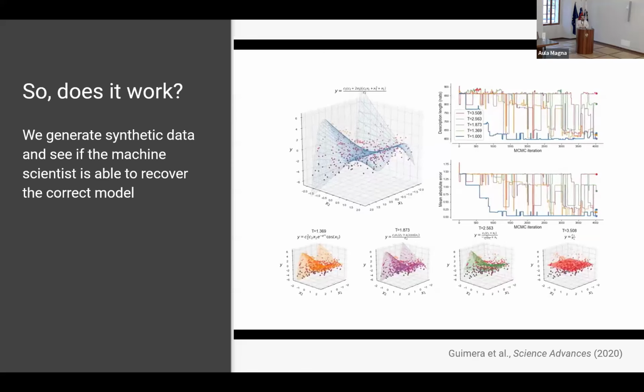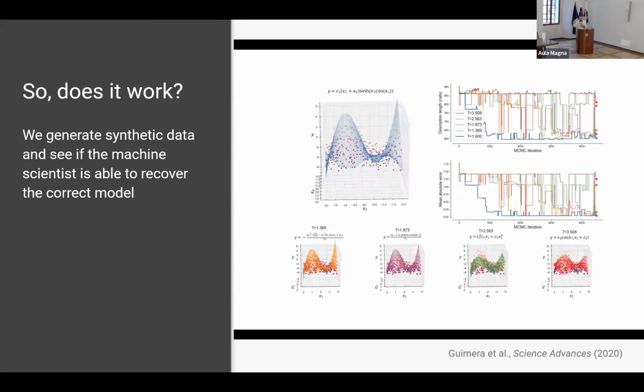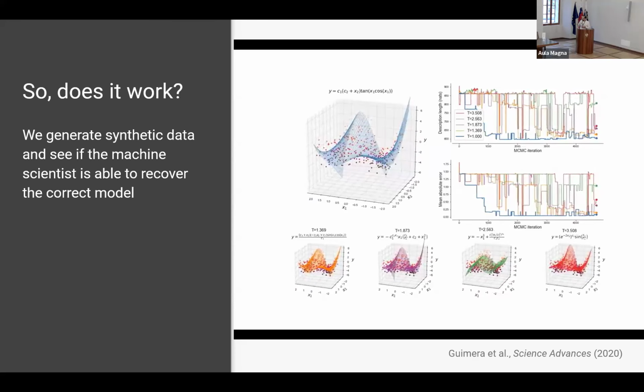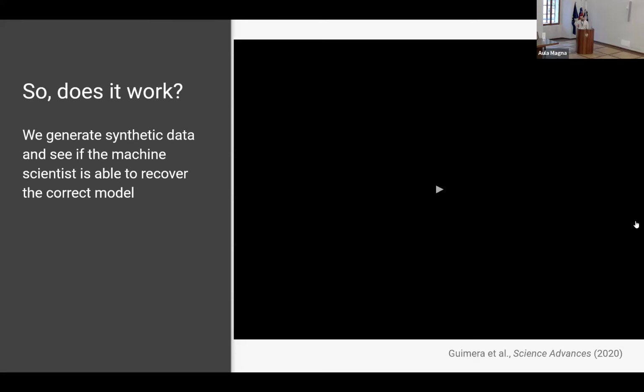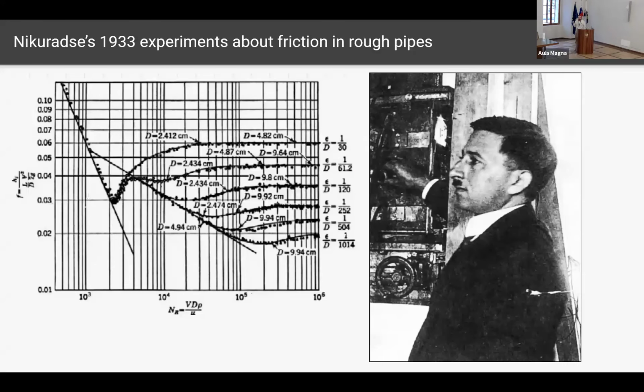Okay, so it works if you give it some data for which you know the function that generated it, it recovers the correct function. We have a bunch of examples of this. Okay, so now let's see if it works in the wild, right, with real data.